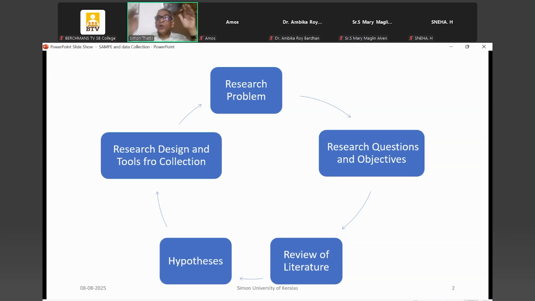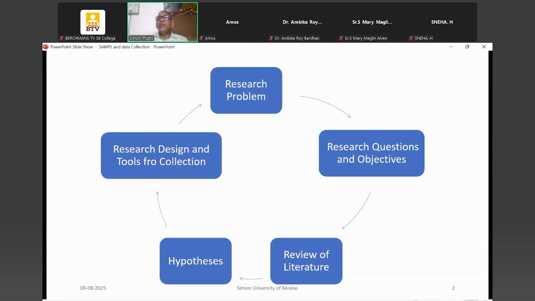So knowing the literature well, knowing the existing theories well, will lead us to a hypothesis that this event, this situation, this problem is actually associated with this.